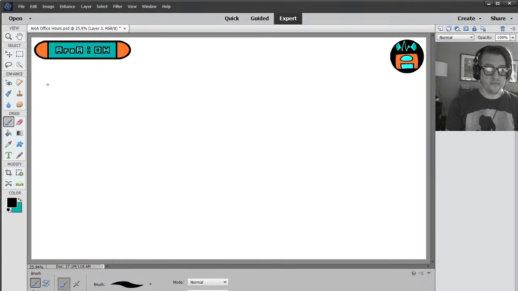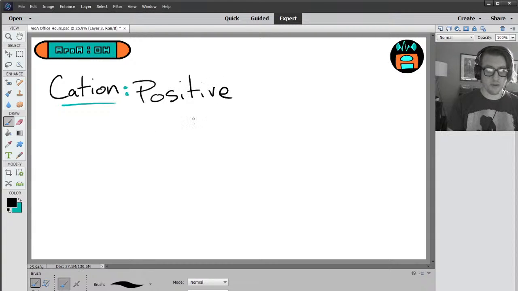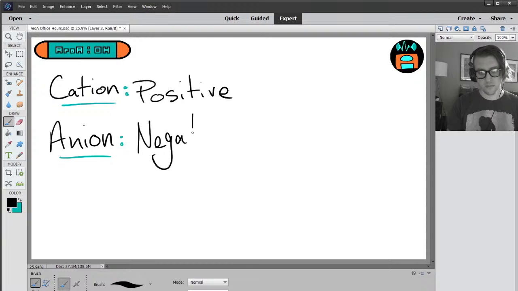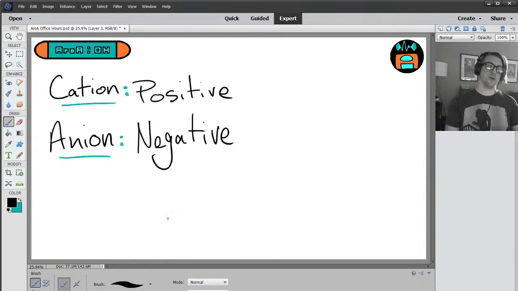Just by way of review, cations are positive, where you have a net positive charge. Anions are negative ions. They have a net negative charge. So a cation has more protons than electrons, and an anion has more electrons than protons. And so we know what ions are.